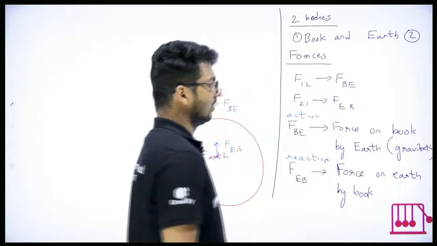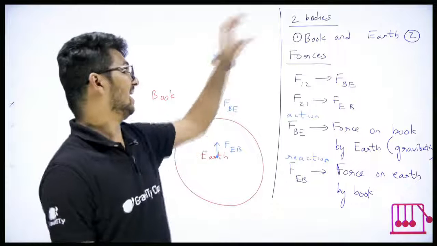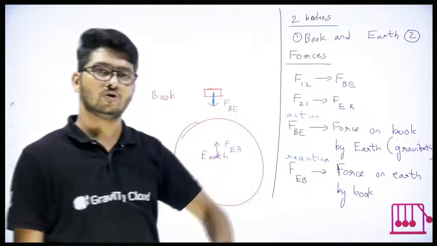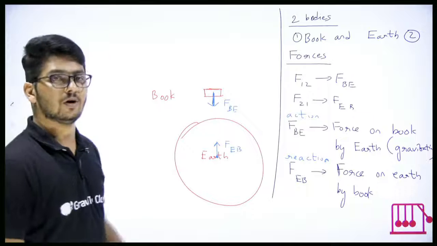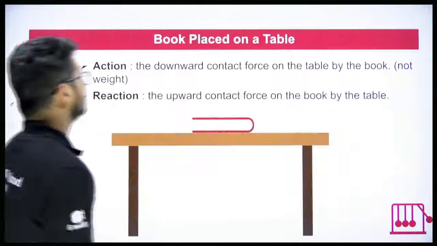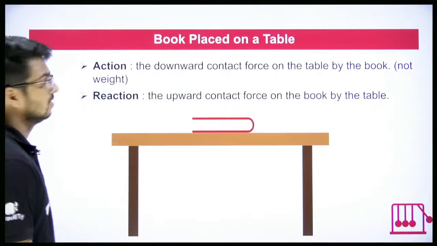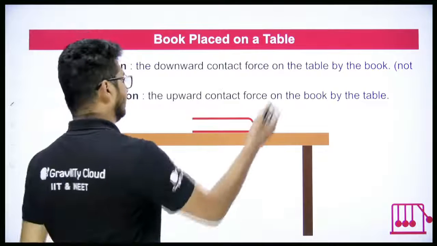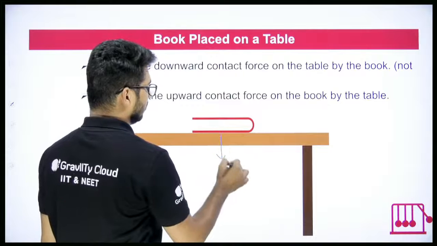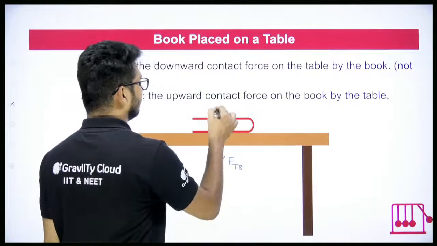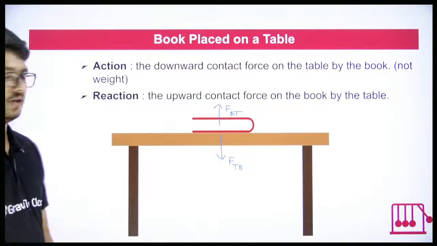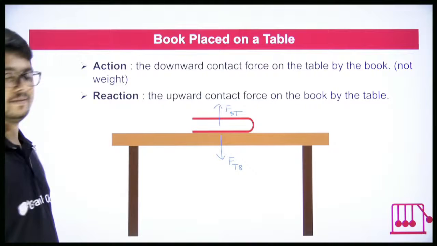Okay, so I think you would have understood by now the simple steps. Identify the bodies, then everything will follow. Identifying the bodies is important, and only two bodies should be there. No third body should be involved. Is that clear? So I told you action, the downward contact force on the table by the book. Force on table by book and force on book by table. Simple, action and reaction. So identify the bodies and then you can proceed easily.